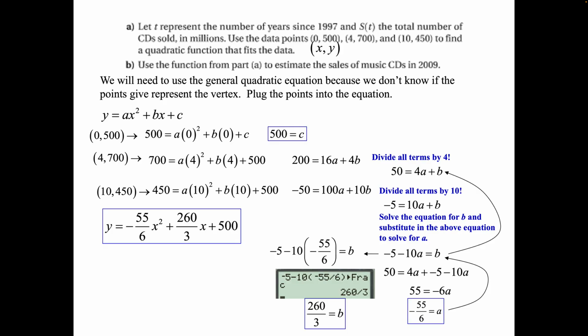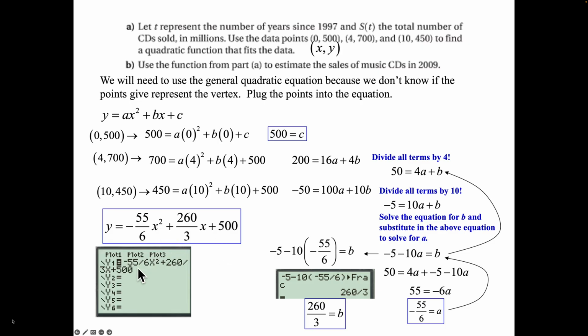There is my equation that I want to work with. Now, if you want to double check, type this into your calculators, y, as you see it, graph it, trace it, type in a 0, there's 0, 500, type in a 4 for the x, there's 700, type in a 10 for the x, you get 450. All 3 points exist on that equation. So that's the right equation.